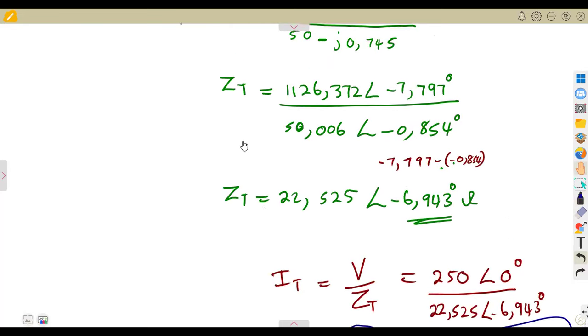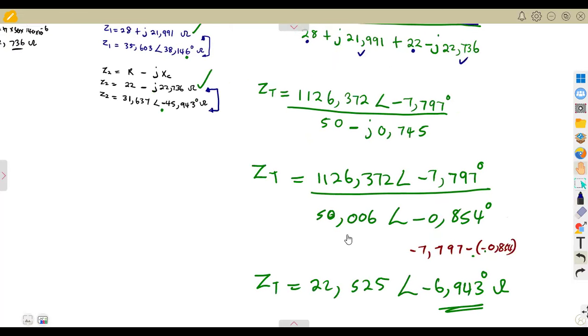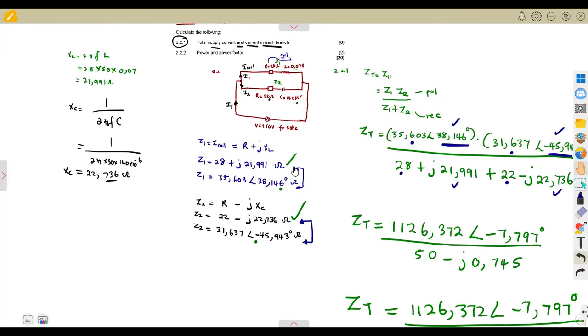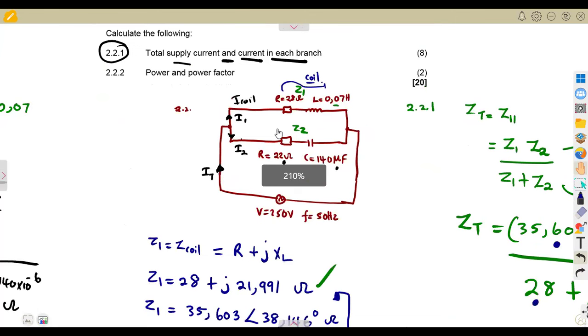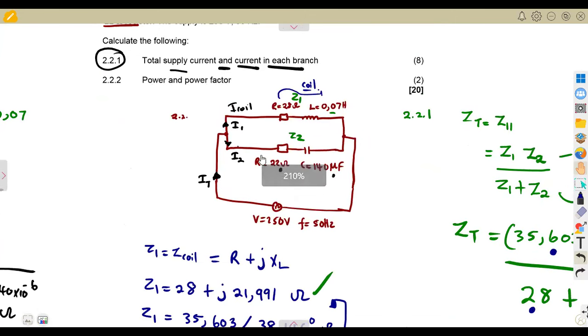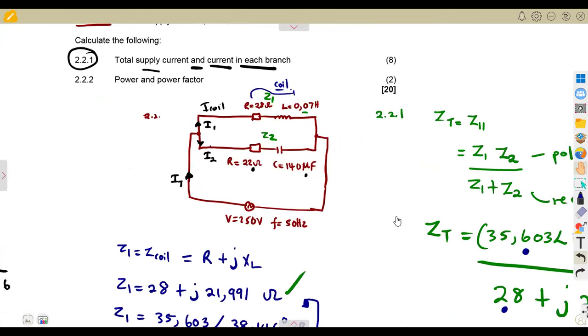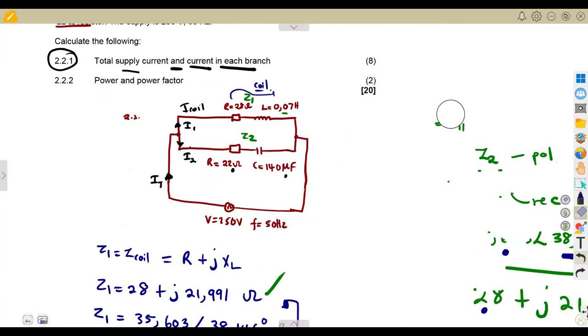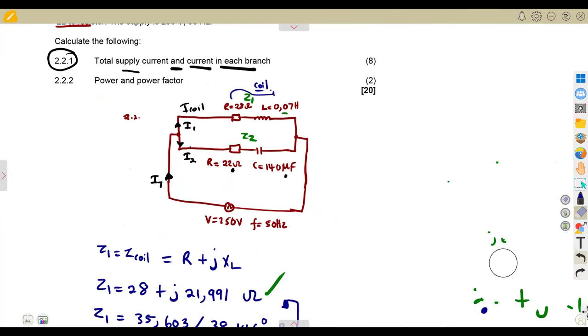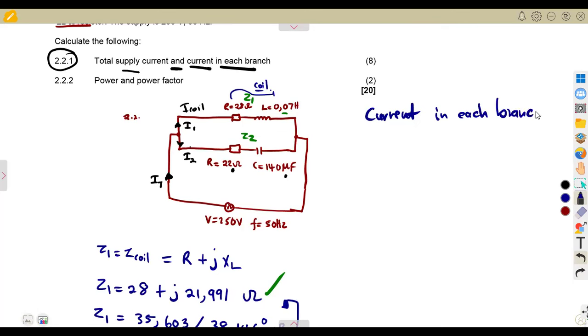All right. Let us consider the other part of our question now, which is to calculate the currents in each branch. So the total current has got no effect to this. We're going to calculate I1, I2 separately. This is now for the currents in each branch. We are still on question 2.21. So the current in each branch.